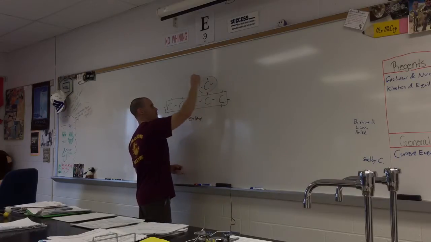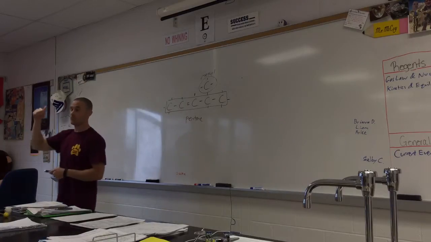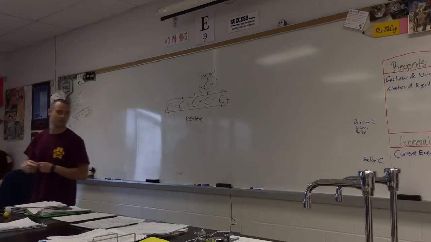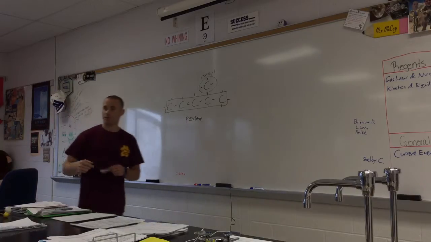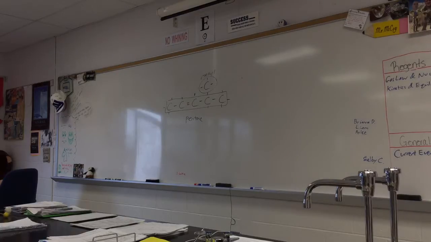This is a methyl group. But here's the problem. I need a number for the methyl. I need a number for the double bond. So it's 2,4-methyl. Okay, which one's the 2? Which one's the 4? The 2 is the one on that side. And this one's 4.